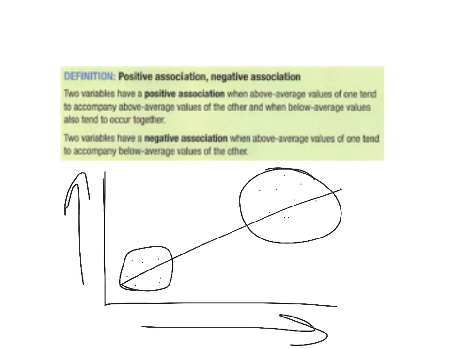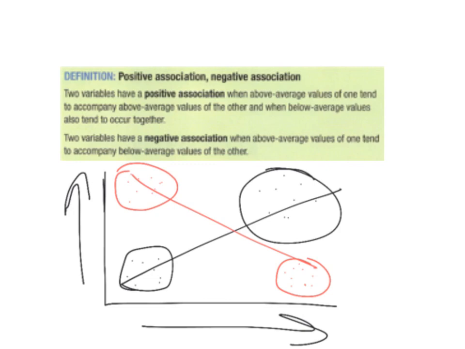With a negative association, I'm going to have above average values of one, but below average values of the other. So for instance, if I had high on my x-axis, I would have low on my y. And if I had high on my y-axis, I would have low on my x. So my negative association ends up looking like that.